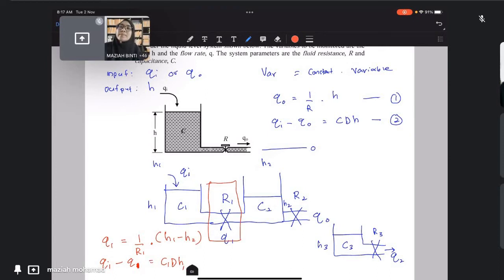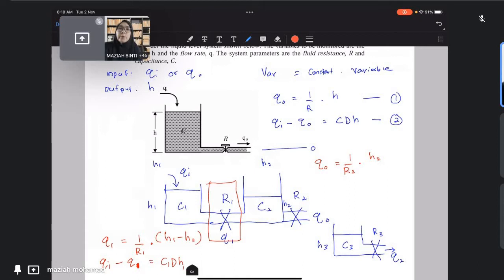Q output equal to 1 over R2 multiplied by H2. All right. Since after the valve, the liquid level is 0, therefore we only multiply with H2. Supposedly H minus H something, but the second H does not exist there, right? So that is the first equation for tank number 2. How about the second equation for tank number 2?